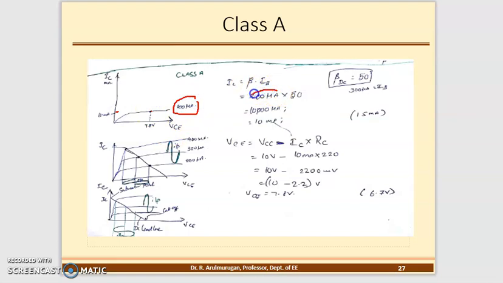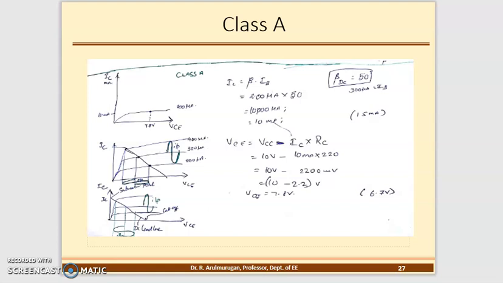Similarly, increase to 300 microamps, find the current, substitute it, and find the voltage. Yes, this is another point. Similarly, increase to 400 microamps. Then after that, join them. That's all. This is about the Q point.